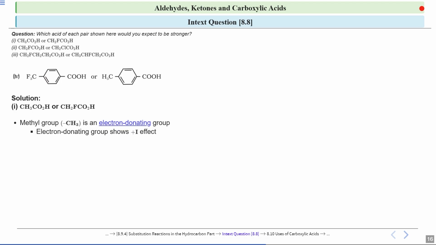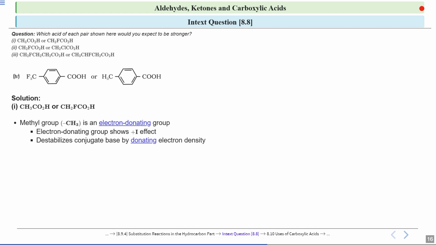So electron donating groups like the methyl group show the effect which is called plus I effect or positive inductive effect. This means that they increase the electron density on nearby atoms through the bonds. And I hope you all know that more electron density can make it harder for the acid to lose a proton. Okay, so for an acid to be a stronger acid, it should easily donate its proton. But if electron density is more, it makes it harder for an acid to lose a proton.